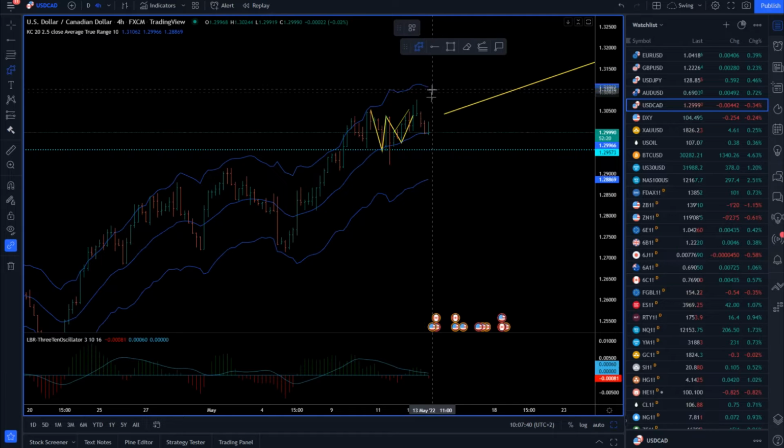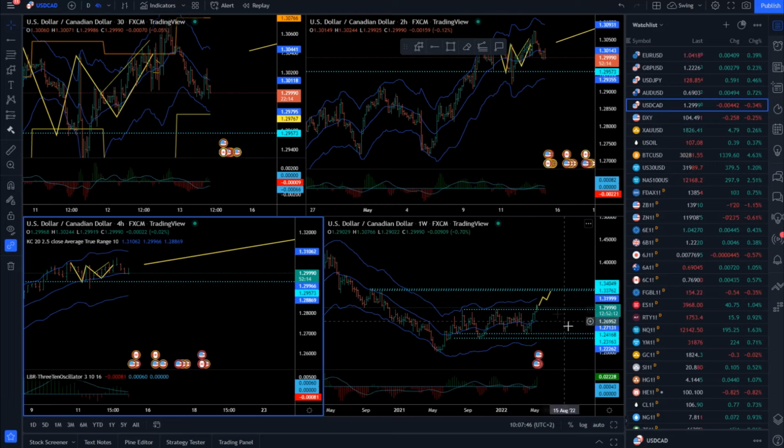So I expect that the market will recontinue the upside cycle, and then try to go towards that 1.3375, 1.3400 mark. So definitely watch for buying opportunities in the dips on the USD versus Canadian dollar.